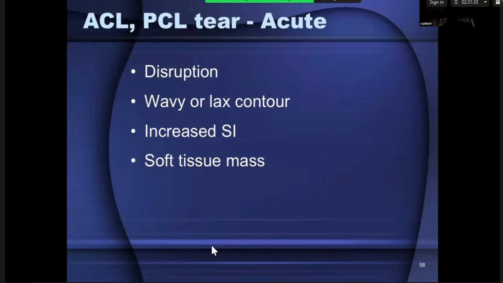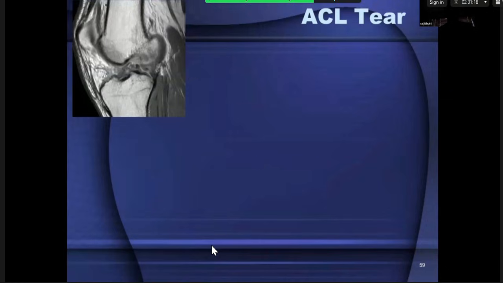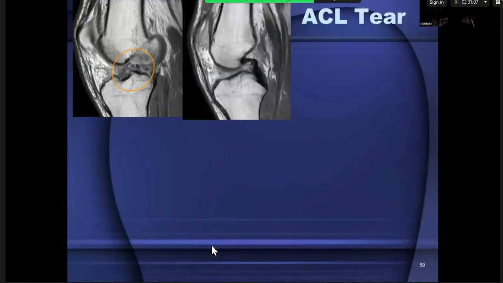Signs of cruciate ligament ruptures are disruption of the ligament, a wavy or lax contour, increased signal intensity, and the presence of a soft tissue mass which displaces the cruciate ligament. An ACL tear, once an anterior cruciate ligament ruptures, it just completely gives way, and you can't see anything in the intercondylar notch at all. And you lose the feathery appearance of the ACL.